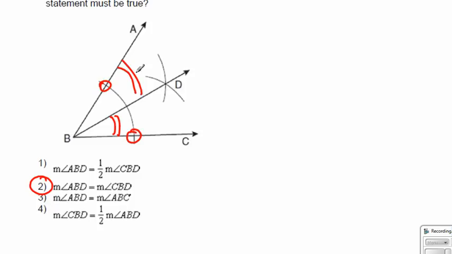Number 3 says angle ABD, which is the upper angle, has to be equal to the entire angle. That is not true either. The bottom angle has to be half of the upper angle. That is not true either. So therefore, our correct answer will be choice number 2.